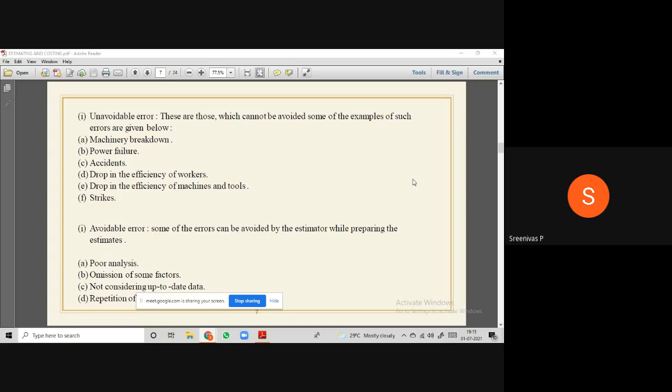Now, avoidable errors. Some of the errors can be avoided by the estimator while preparing the estimates. These errors may occur due to less experience, carelessness, and hurriness in preparing the estimates. The reasons are poor analysis, omission of some of the factors, not considering up-to-date data, and repetition of some factors.